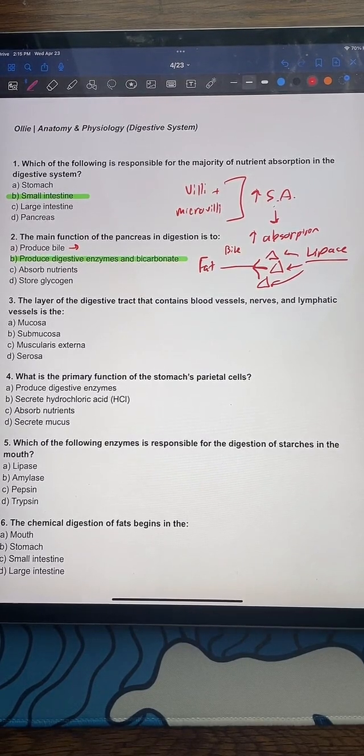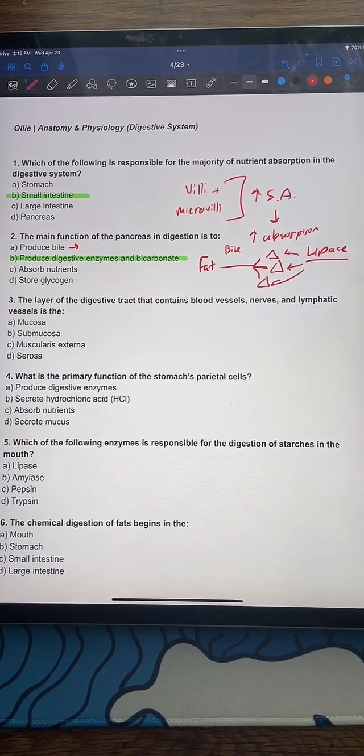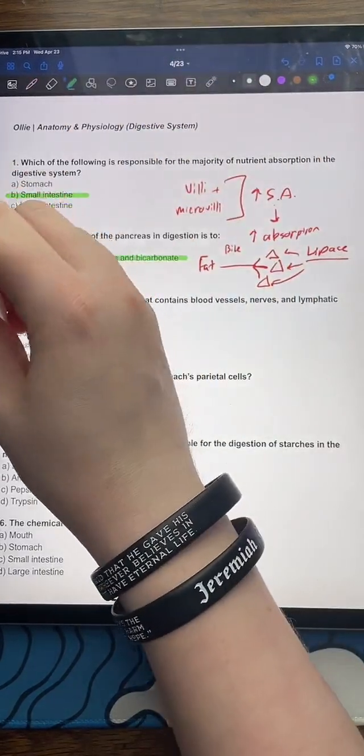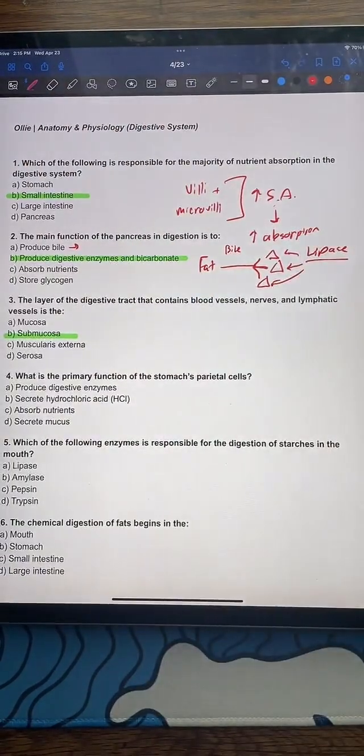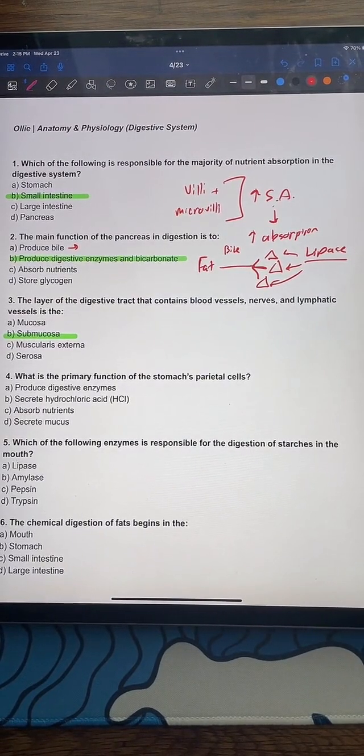I'll give you guys just a moment. We're on number 3, the layer of the digestive tract that contains blood vessels, nerves, and lymphatic vessels. Is B, it is the submucosa. The submucosa is a layer of connective tissue beneath the mucosa, which contains all we just mentioned.